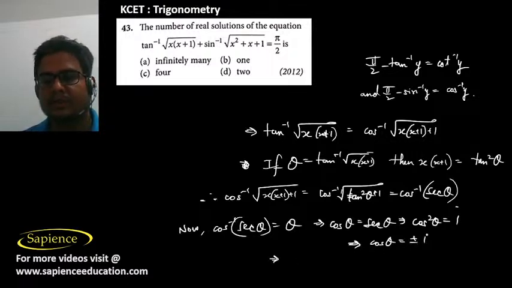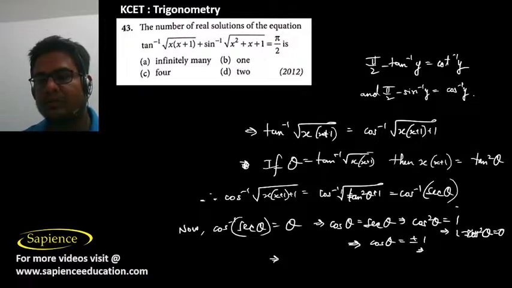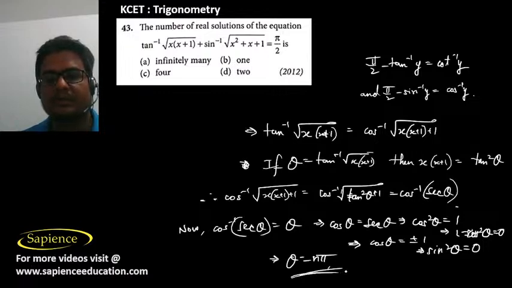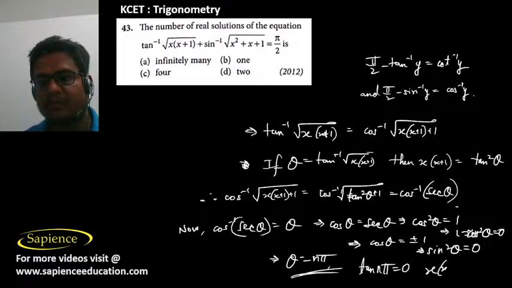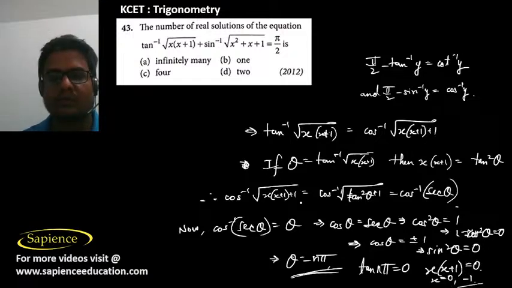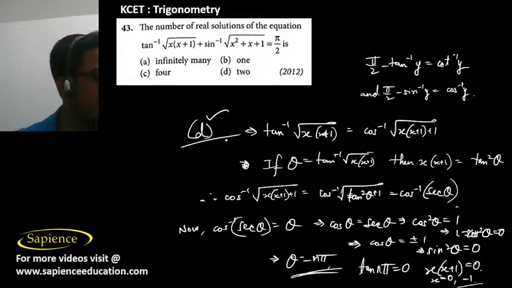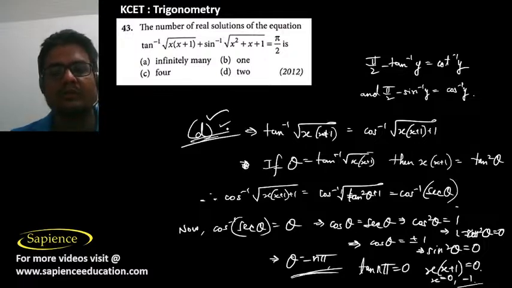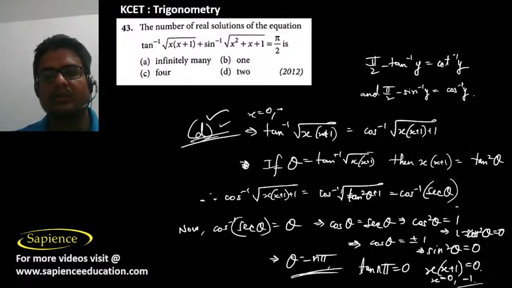So we can also say 1 minus cos square theta is equal to 0. So it means that sin square theta is equal to 0. So sin theta equal to 0, it means theta equal to n pi. Theta is equal to n pi, it means that tan n pi is equal to 0. So x into (x plus 1) should be equal to 0. So x is equal to 0 or minus 1. So two solutions are there. So option D is the correct answer. So two real solutions can be obtained, which are x can be 0 or minus 1.